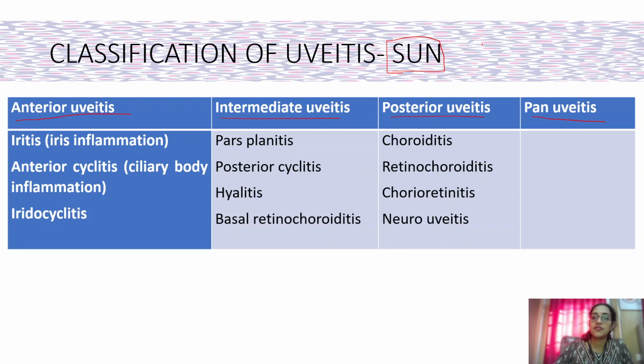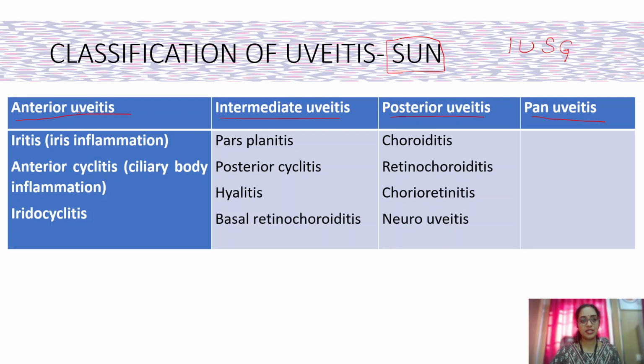There is another classification by the International Uveitis Study Group, IUSG, which classifies uveitis based on the cause, whether it's infection mediated, immune mediated, or allergy. So this is the other classification, but frequently you will be expected to understand and know the SUN classification.